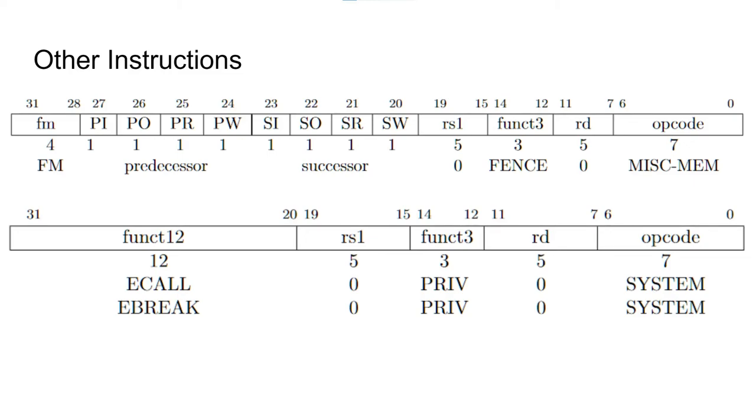The ECALL and EBREAK instructions, short for environment call and environment break, are used for system calls and breaking. So, say, breakpoints in your code, that's what EBREAK is used for. ECALL, on the other hand, is used for system calls. So, if you're familiar with, say, the Linux system calls, that's where the ECALL instruction would come into play.